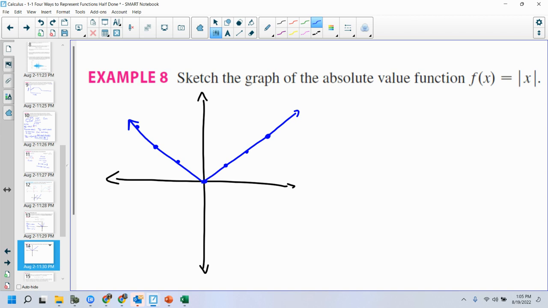Let's make a piecewise function for the absolute value function, because it has these two separate pieces going on, right?